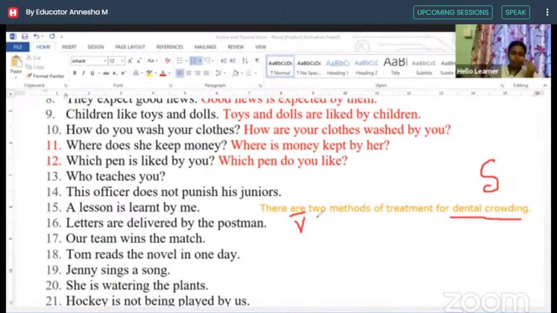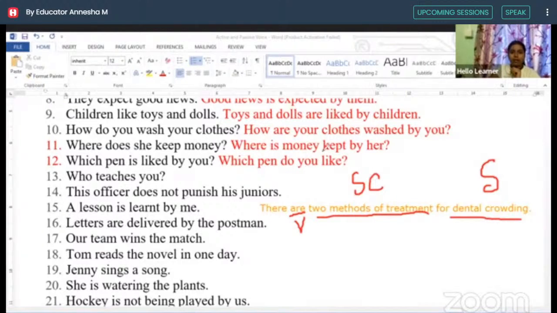One doubt, ma'am. Yes. Like we have read in this middle voice that when there is a linking verb, then we cannot change it into passive. Yeah, of course. I'm not giving you an example of active or passive. I'm just trying to tell you how a subject can also come at the end of the sentence. Okay. See, in this example, there are two methods of treatment for dental crowding. Are is our verb. Dental crowding is our subject. Two methods of treatment is our subject complement. Okay. It is not the object because we are using a linking verb.